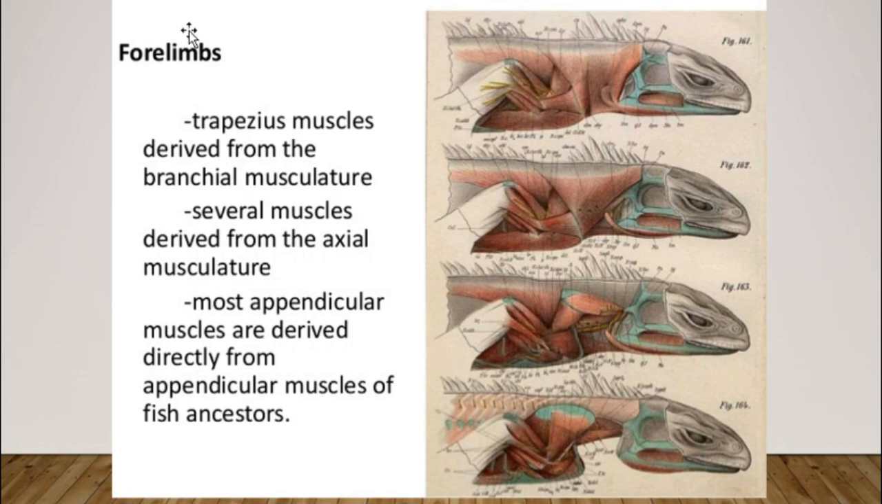In the forelimbs, the trapezius muscle. This trapezius muscle is derived from the branchial musculature, so it grows and widens. Several muscles are derived from axial musculature. More appendicular muscles are derived directly from appendicular muscles of the fish ancestor.